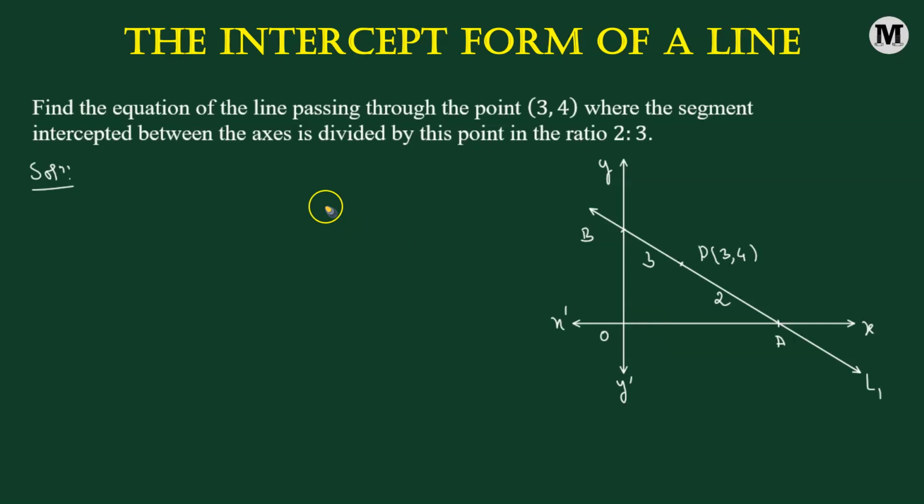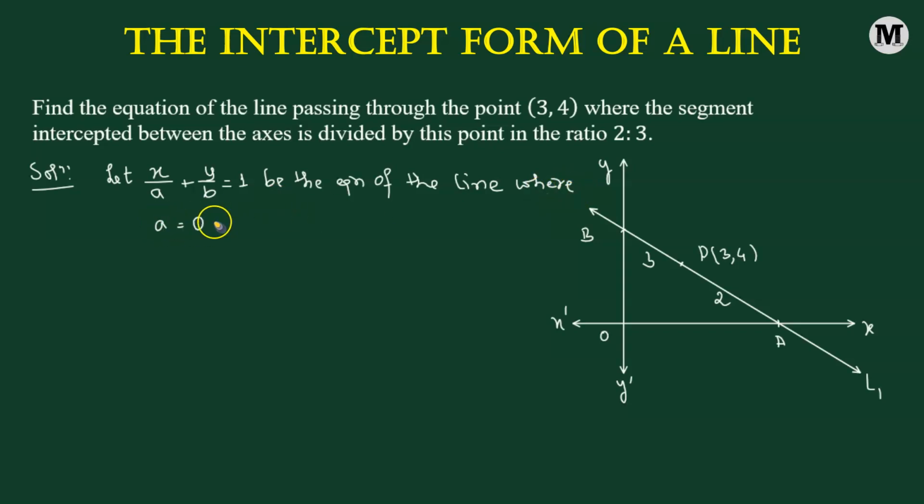Okay, so first we are going to assume that the equation of the line is given by the intercept form, which is x/a + y/b = 1. So let this be the equation of the straight line, where a in lowercase represents OA, that is the x-intercept of the line. And then we have b, which is denoted by OB. So this is the y-intercept of the line.